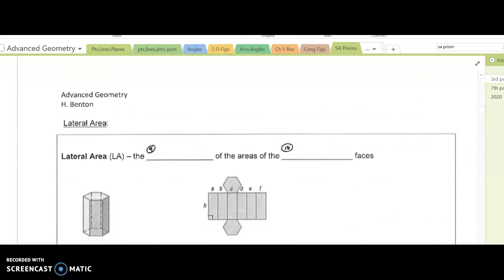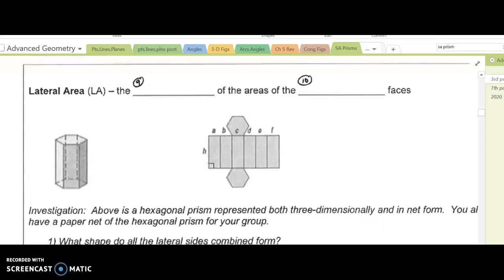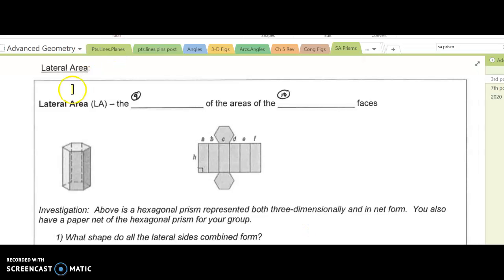So moving on to our investigation about how to find the shortcut for surface area of a prism, we're going to start first with the term lateral area. So lateral area we know is the sum of the areas of the lateral faces. What the snot does that mean, Miss Benton? Well, it just means that all the sides, if you find the area of all the sides and add them up, then that's what we call lateral area.